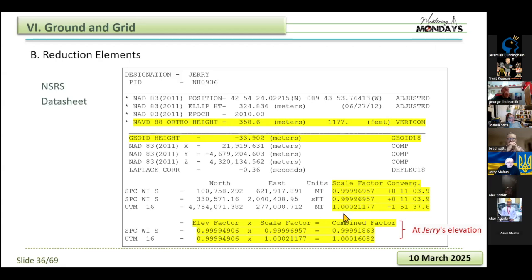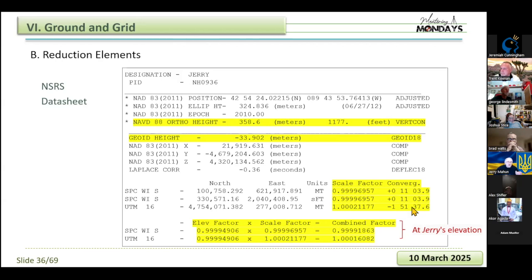And you notice that the scale factor is different for the state plane coordinate system than it is for the UTM system. Two different grids, they're fit differently. Okay? You see that the convergence is quite different. Okay, 11 minutes in the state plane coordinate system. Our central meridian for the state plane coordinate systems is at 90 degrees. And you can see that Jerry is pretty close to 90 degrees longitude. Okay? So the convergence isn't very large.